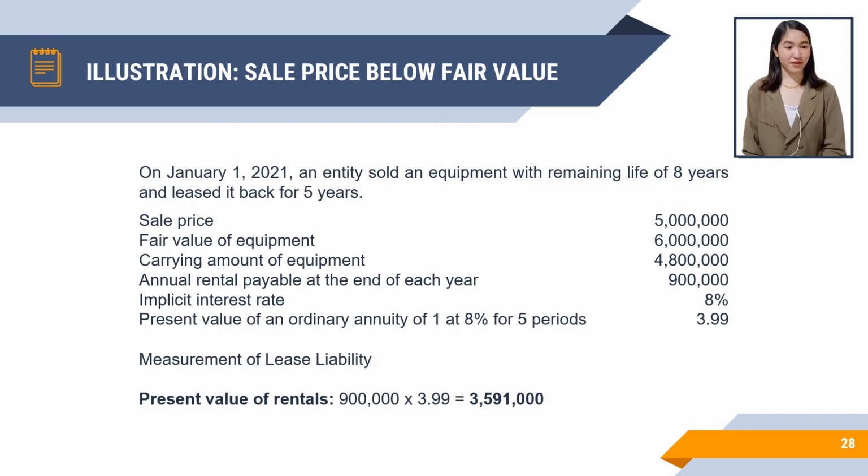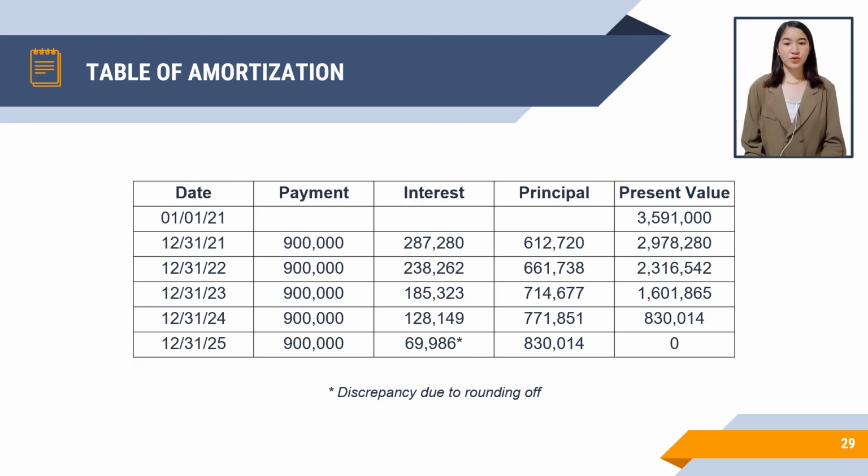Carrying amount of equipment for 4,800,000. Then yung annual rental payable naman is 900,000. The interest rate is 8%. And the present value of an ordinary annuity of 1 is 3.99. So of course, una natin aalamin is yung kung magkano ang lease liability. So to get the lease liability, all we have to do is to multiply yung annual rental payable na 900,000 sa 3.99 na present value of an ordinary annuity, which is equals to 3,591,000 pesos.